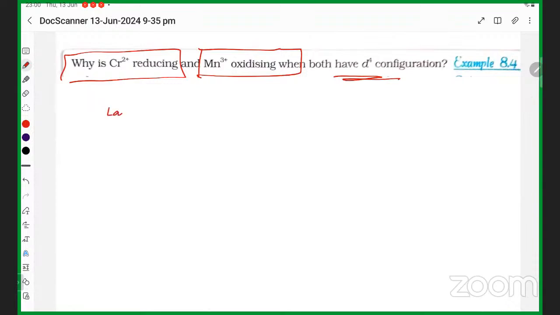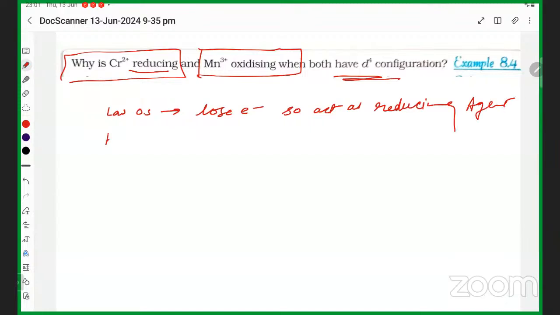See, a low oxidation state loses electrons. So it acts as what? Acting by losing electrons, is it oxidizing or reducing? Sir, reducing. So it acts as a reducing agent.